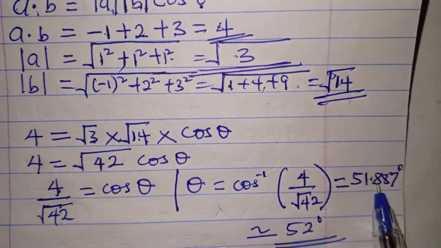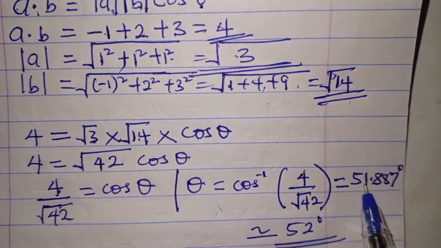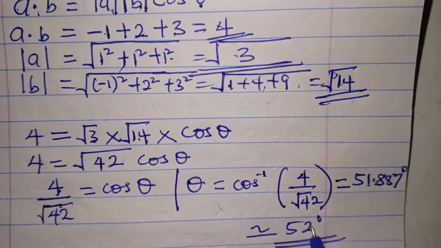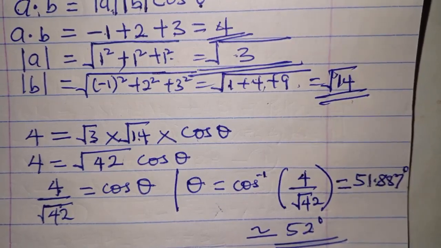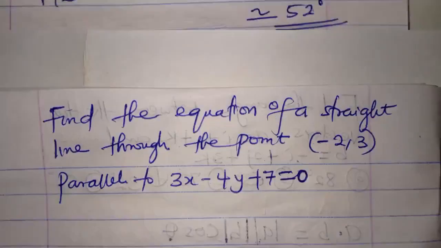Look at it: 8 rounds up to 5, so we take it as 1, add to this one here, it becomes 2. That's how we got 52, and every other number here becomes 0. Alright, so the answer is 52 degrees.